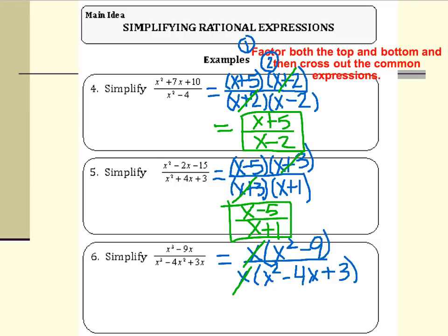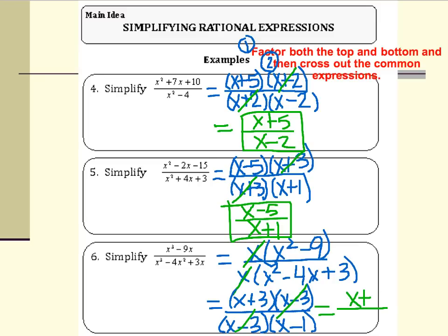Let's do a little bit more factoring. X squared minus 9 simplifies into x plus 3 times x minus 3, because that's a difference of two squares. Now for the bottom, what can you multiply to get positive 3 that adds up to negative 1? Well, that would be a negative 3 and a negative 1. So this is over x minus 3 times x minus 1. Now we're going to cancel out our common factors. It's x minus 3. And that leaves us with x plus 3 over x minus 1.